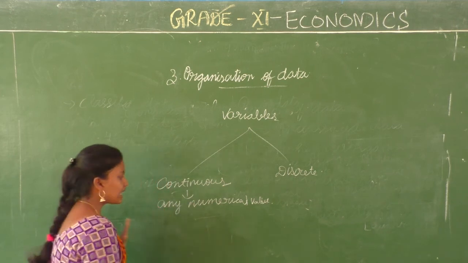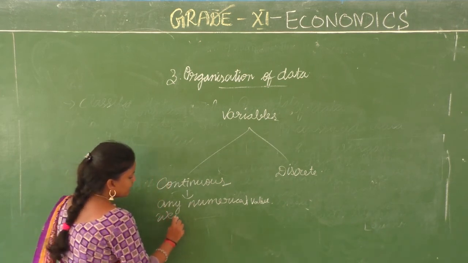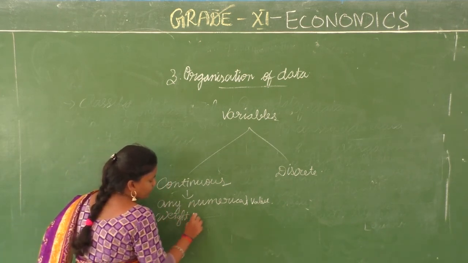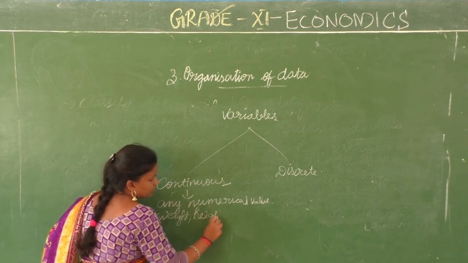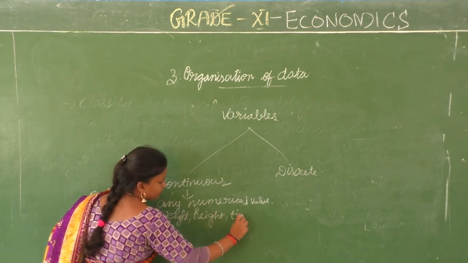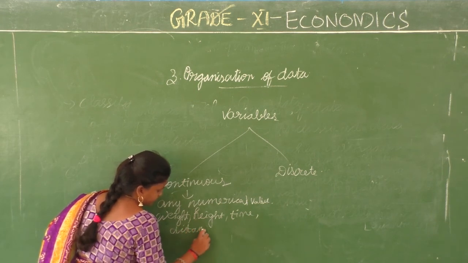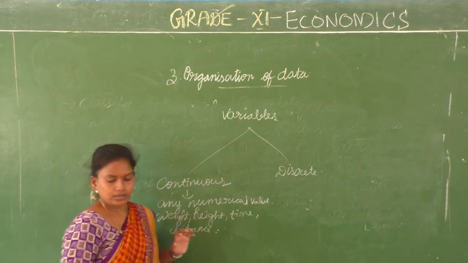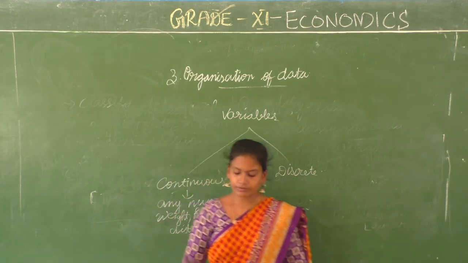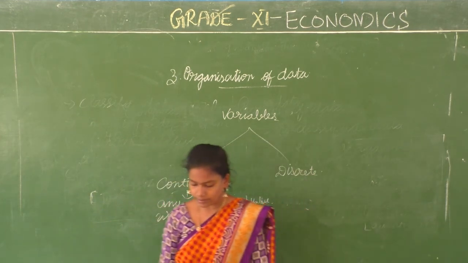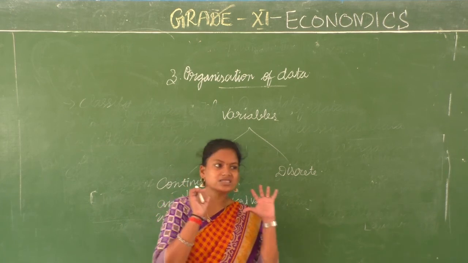What are the examples? When you talk about weight, height, time, distance, and so on. And then when we talk about a discrete variable, it can take only certain values.